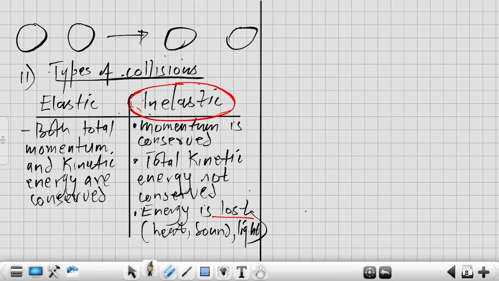So when the examiner wants us to prove that the collision is elastic or inelastic, the best thing to do is to calculate the total kinetic energy before and the total kinetic energy after. If they are equal, then we say they are conserved. But when the total kinetic energy before is not equal to the total kinetic energy after, then we say that collision is inelastic. It is inelastic because the total kinetic energy is not conserved.